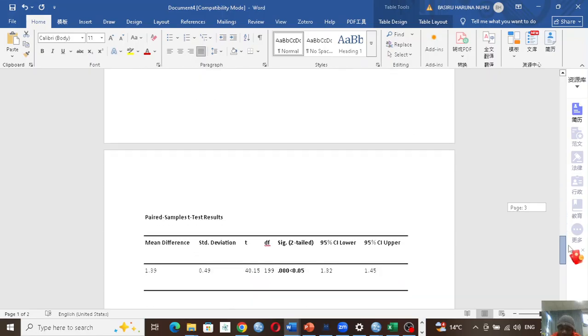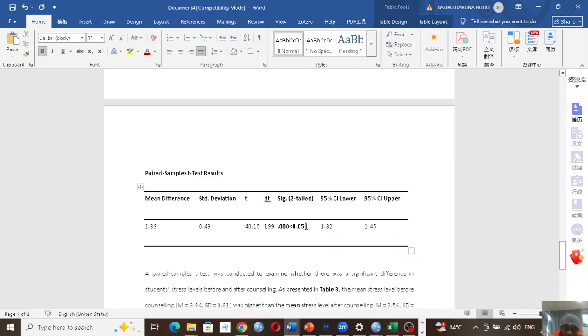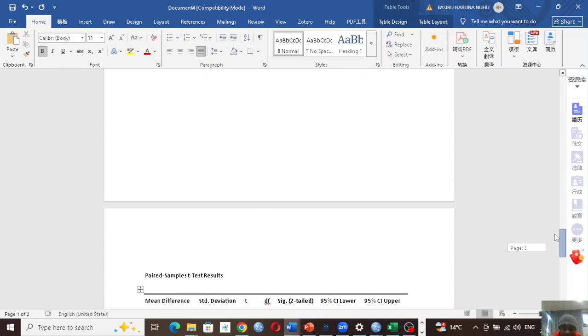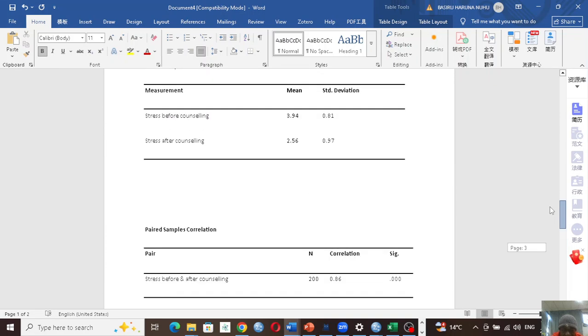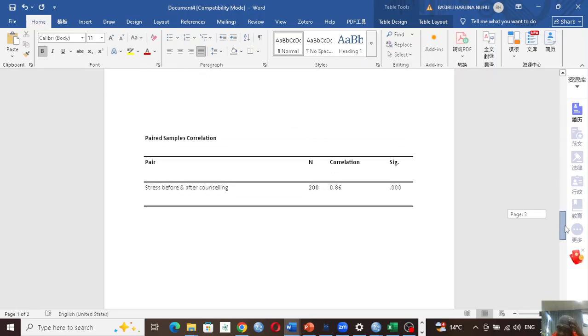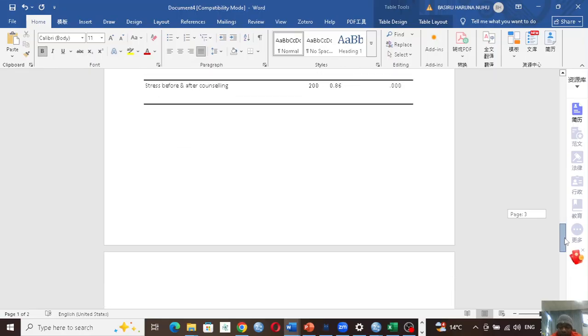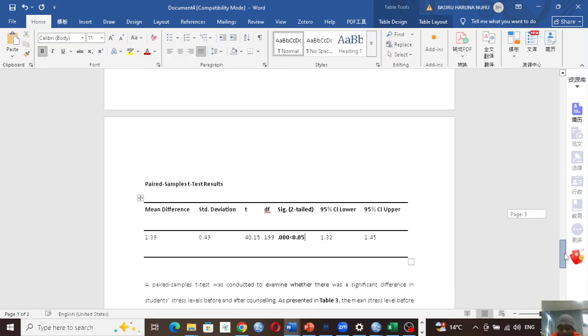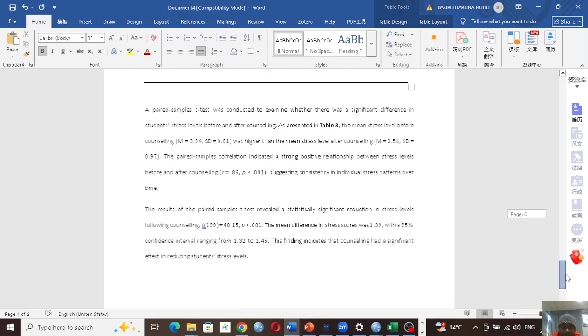Otherwise, it is not. So when we ran the analysis, we had it as 0.000, which means that it is less than 0.05. And for that matter, we say that there is a statistically significant reduction in the stress level after counseling. So that is basically how it is, because our objective is for the student stress to go down. We don't want them to be so much stressed. So now let's see the reporting.